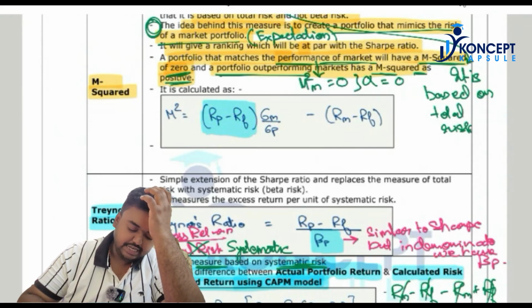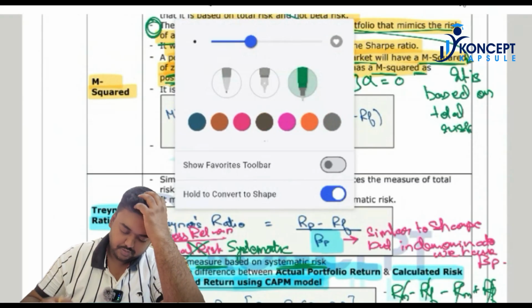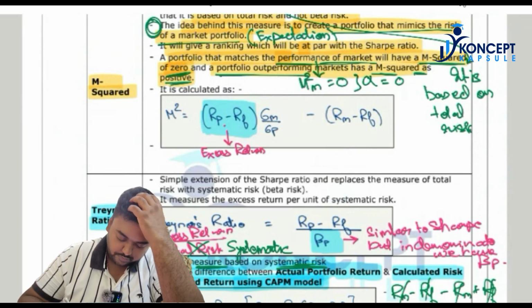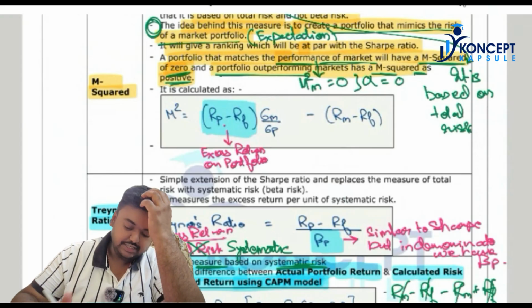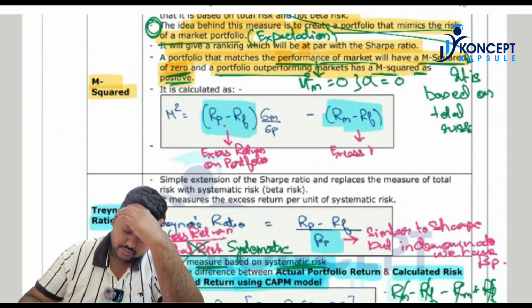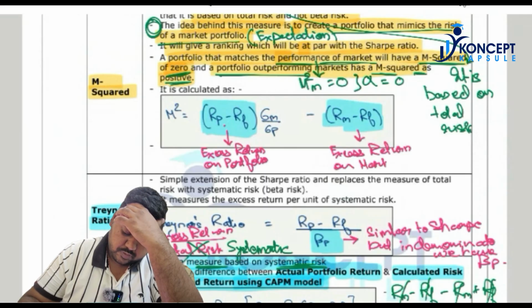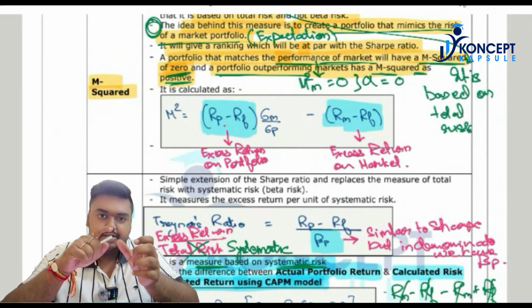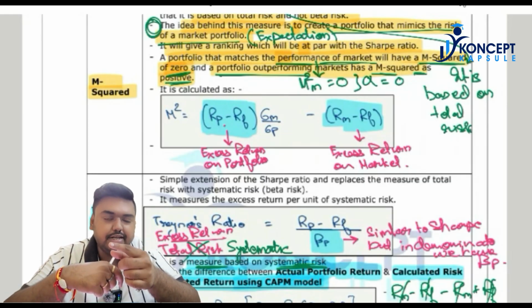Can I say RP minus RF is nothing but the excess return on the portfolio, correct? The second term, RM minus RF, can I say this is excess return on market, correct? But can we simply subtract excess return on the portfolio with the expected excess return on the market?